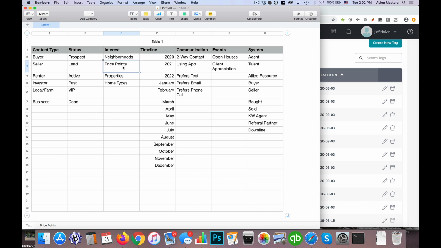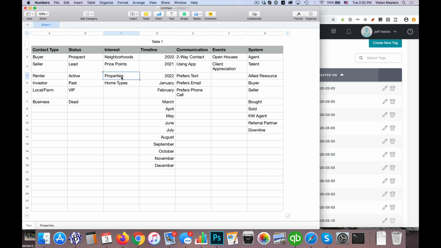Then we might have price points. If you have under 100,000 or over 1 million, it might be appropriate to identify people in certain price points, because again, we might want to look them up specifically. I want to isolate everybody that's between the $300,000 and $500,000 range because I have this house available and I want to market to them.